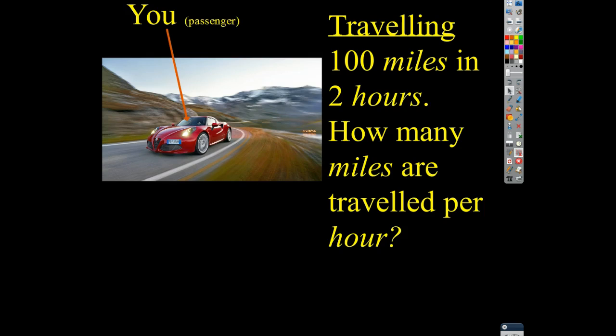So let's go back and take a look. You, as the passenger, because you're too young to drive if you're in my class. If you're not in my class, then maybe you could be behind the wheel. But you're traveling, right? You're not driving. You're traveling 100 miles in 2 hours. So we're going to talk about how many miles are traveled per hour. When we see this idea of per hour, we know that this is a unit rate problem.